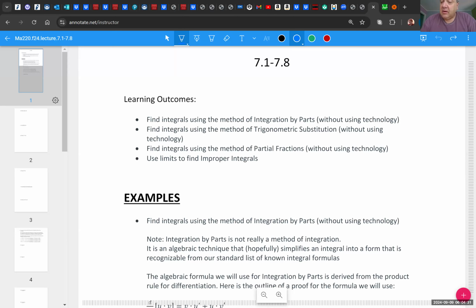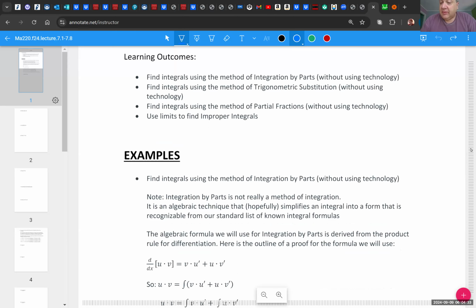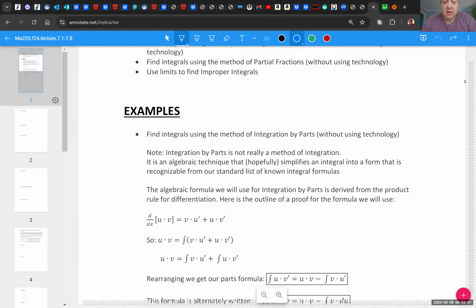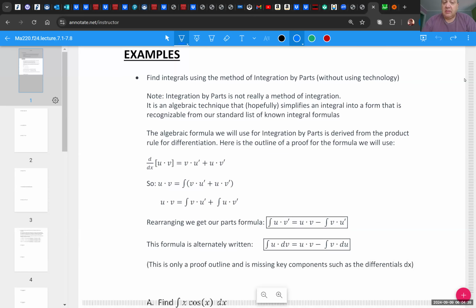So I'm going to start off with an idea of why the formula is the way it is. It's basically based on the differentiation rule for the product of two functions. So we're going to look at the rule called the product rule for the differentiation of two functions being multiplied. And we're going to integrate both sides. So do the integral of the left-hand side, integral of the right-hand side.